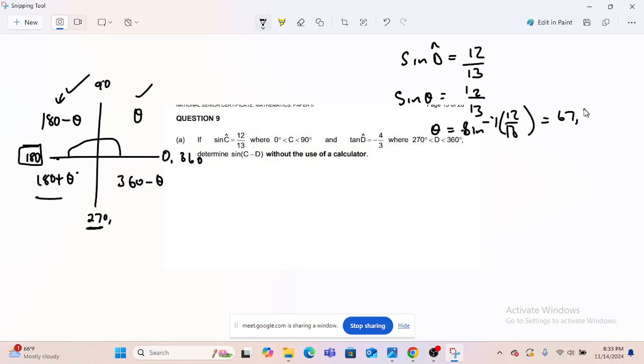67.38 degrees. Now look at this. But before we do this, I need to explain this, right? The period of sine is 360 degrees, and the period of cos is also 360 degrees. But the period of tan is the only one that is quite different. The period of tan is 180 degrees.